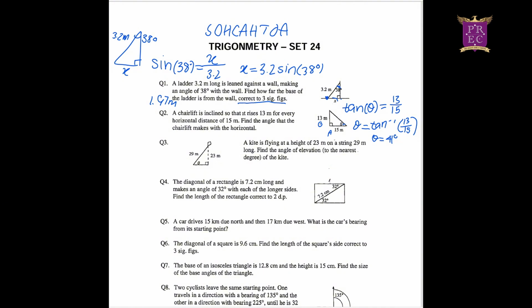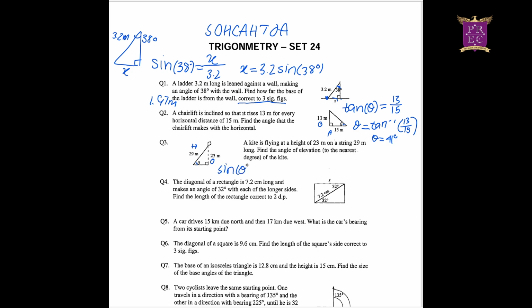A kite is flying at a height of 23 meters on a string 29 meters long. Okay, so the length of the string is 29 meters long, and the height of the kite from the ground is 23 meters. Find the angle of elevation. So angle of elevation will be looking up, and the horizontal will be the ground, so we're looking for this angle over here. What information do we have now? We've got the hypotenuse, which is 29, and we've also got the opposite, which is 23. Which one has opposite and hypotenuse? That's sine, so we use sine.